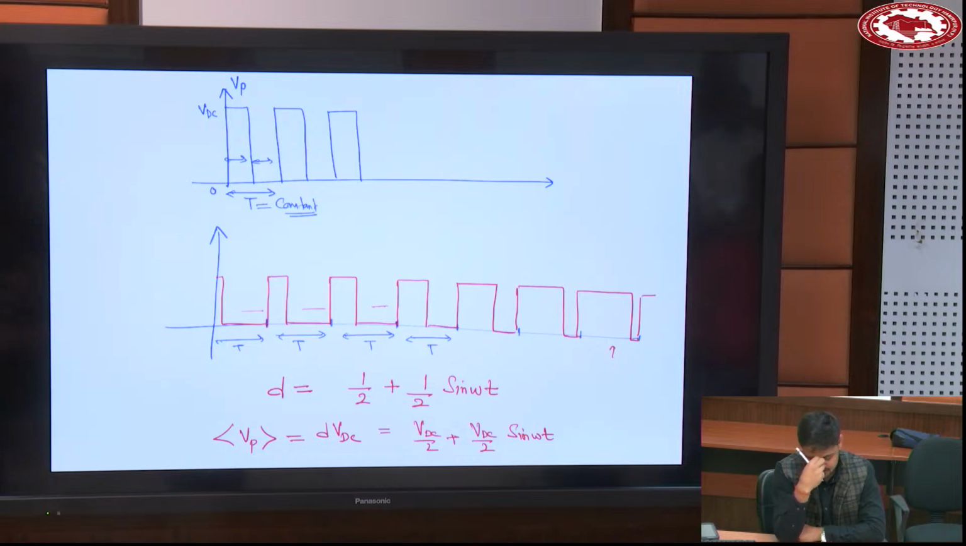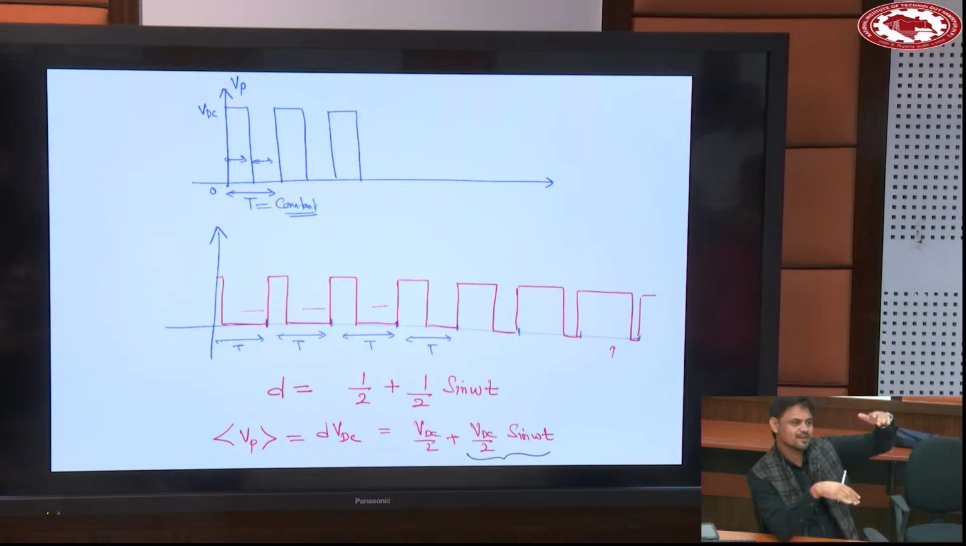Okay. So if VDC is there, what is the peak value you can get for AC? If VDC is fixed, what is the peak value of AC you can get? VDC by 2. VDC by 2 will be DC, and the peak value can be VDC by 2.